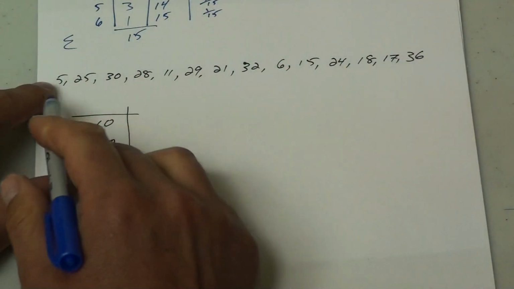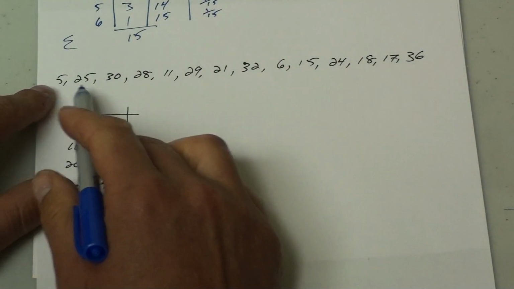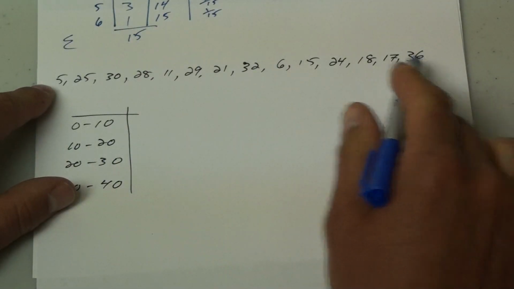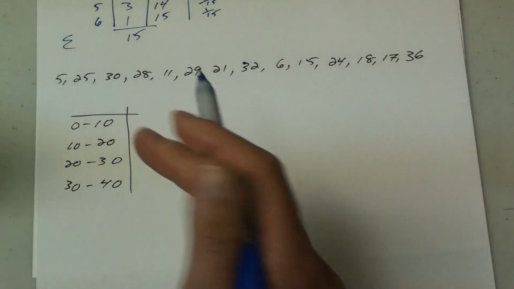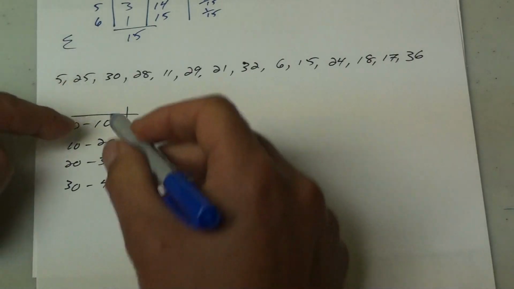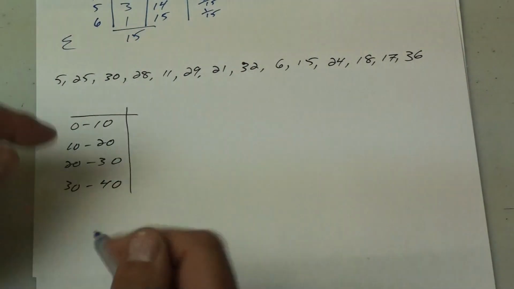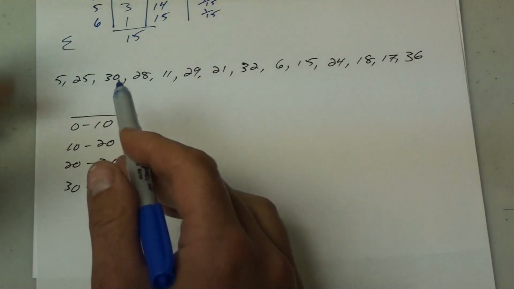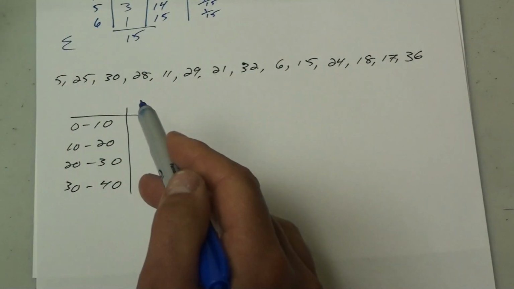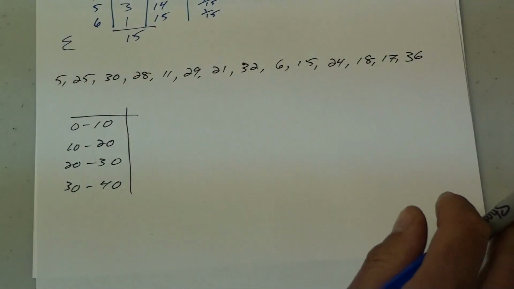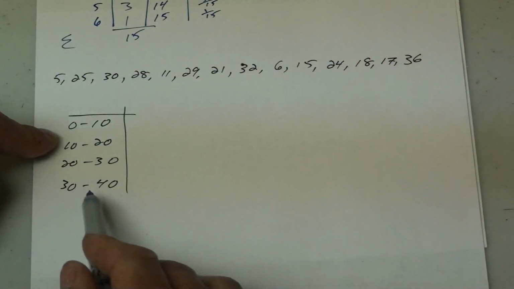So I have numbers going all the way from 5 being the lowest all the way up to 36 being the highest, and they're all kind of mixed up. So it doesn't make sense for me to do a table that goes literally from 1 to 36 all the way down. So I'm going to put them into groups. So my groups I decided to do, you can choose different intervals as long as it's not too big or too small. I went by tens.